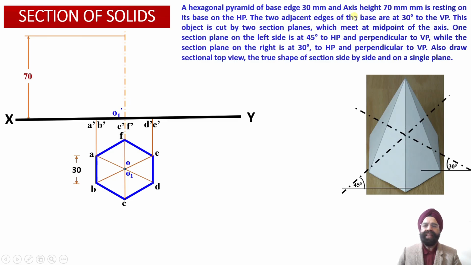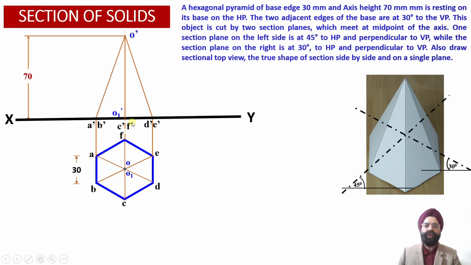Now we know that the axis height of this hexagonal pyramid happens to be 70 millimeter. So once we mark this axis height equal to 70 millimeter, we obtain this point corresponding to the apex in the front view projections over here. The name of this point will be O dash. Now we can join O dash A dash, and O dash B dash. Similarly, we can join the slant projectors O dash C dash and O dash F dash, and we can also join the slant projectors O dash D dash and O dash E dash over here.